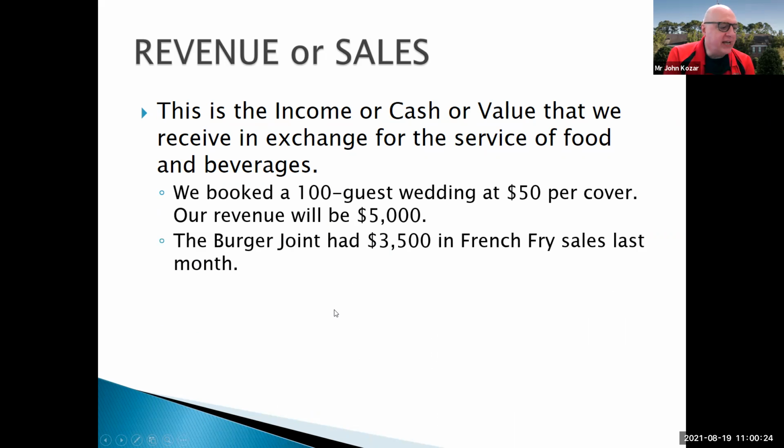The burger joint had $3,500 in French fry sales last month. And if we wanted to look for the meaning in that phrase, we might say that they were open for 30 days last month. So they had roughly $100 worth of sales every day that they were open. That might help us judge whether that's a good month or a bad month.